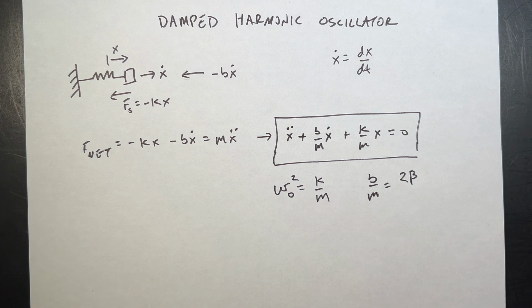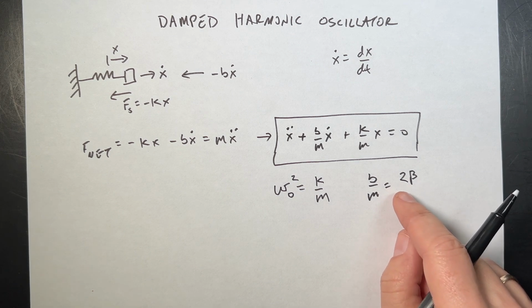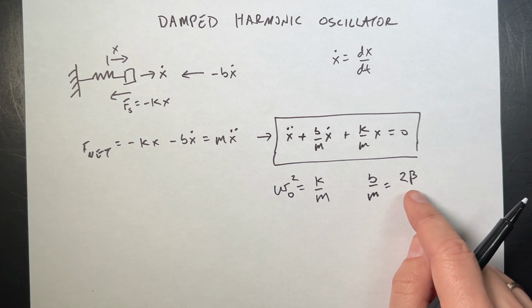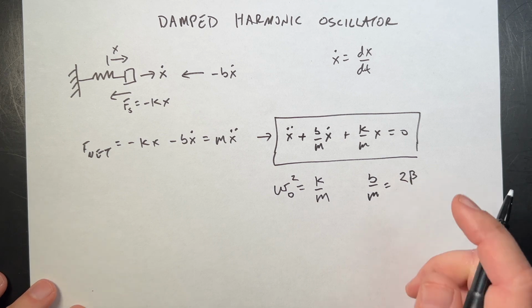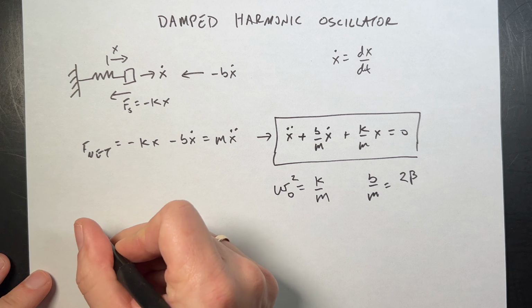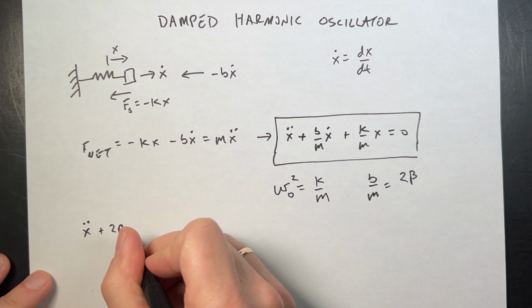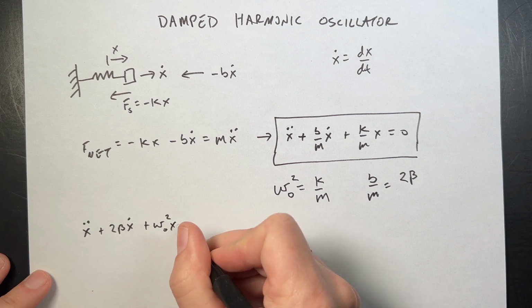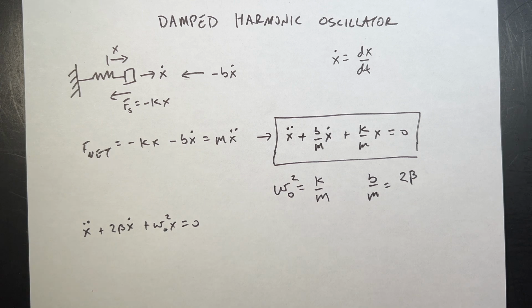And this is where you'd say, why is there a 2 there? Why not just call it beta? You could just call this beta, but it turns out to make things a little bit simpler later on if we call that 2B, and you'll see later on. So those are my two substitutions. With that, I get x double dot plus 2 beta x dot plus omega naught squared x equals 0. It's still just a differential equation, but a little bit different because the constants are different.